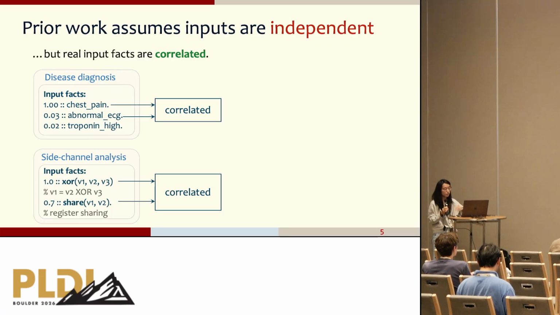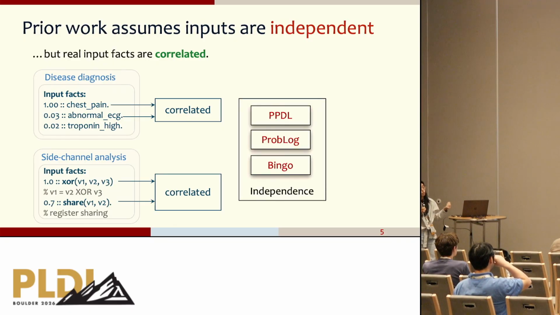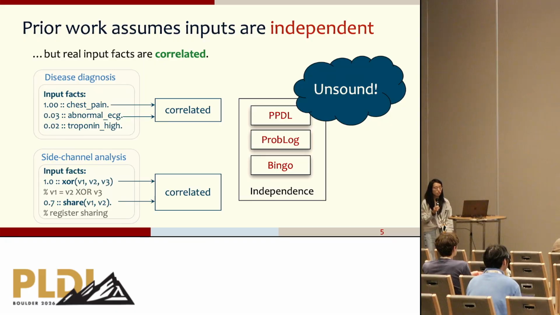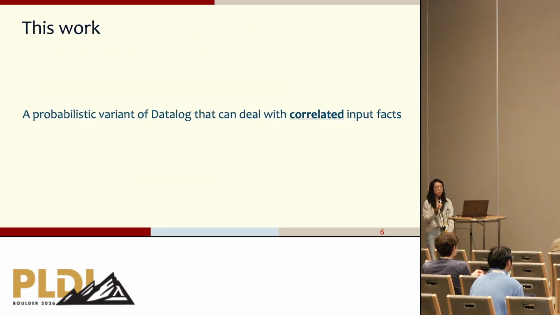So given all those kinds of cases, if we provide such programs to the existing probabilistic Datalog solvers, they would produce unsound results because they mistakenly assume independence. So this is what we are trying to resolve here. We are trying to propose a probabilistic variant of Datalog that can deal with arbitrary correlations among input facts.